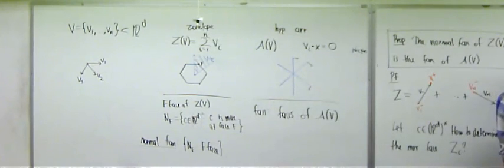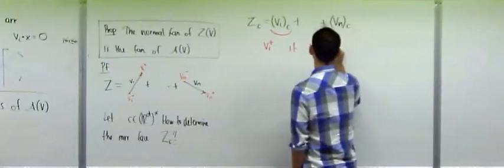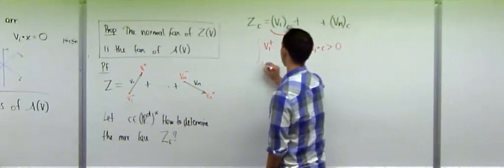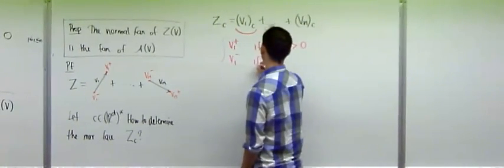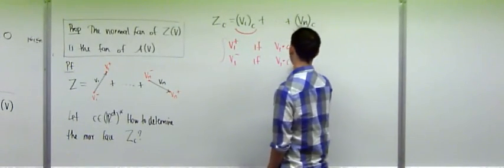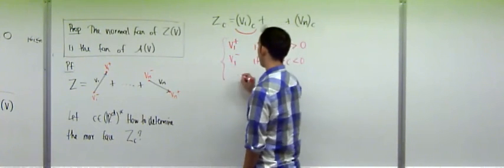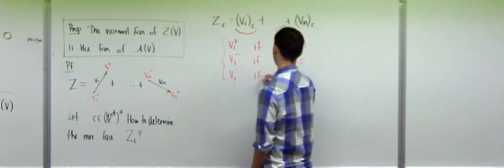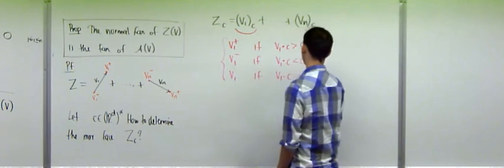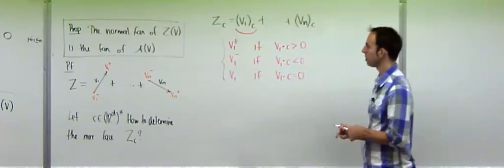So this is going to be equal to V1 plus if V1 dot C is bigger than 0. It's going to be V1 minus if V1 dot C is less than 0. And it's going to be the whole segment V1 if V1 dot C is equal to 0. Okay?